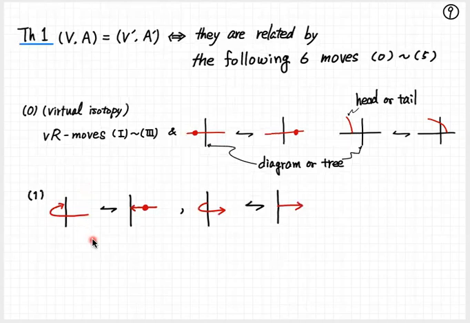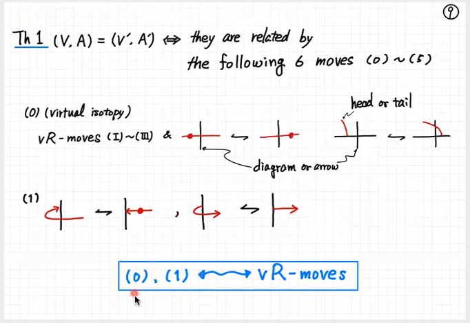Next, if a double arrow is attached like this, then we can change the side of the attaching part. If you change the side of the tail, then we add a dot. But if you change the side of the head, then we do nothing. This is move one. Moves zero and one correspond to virtual Reidemeister moves. These moves come from virtual Reidemeister moves.